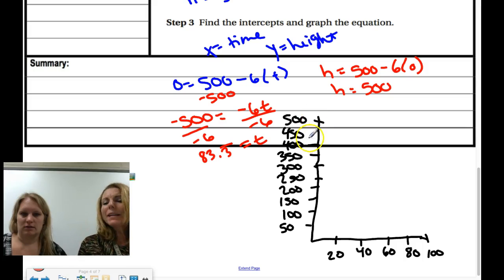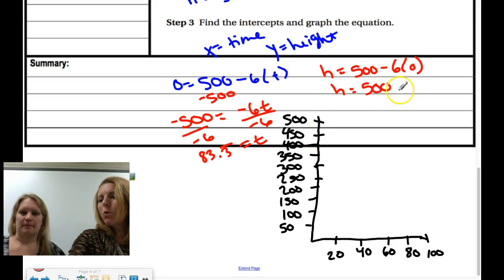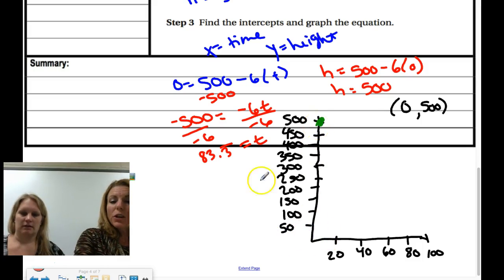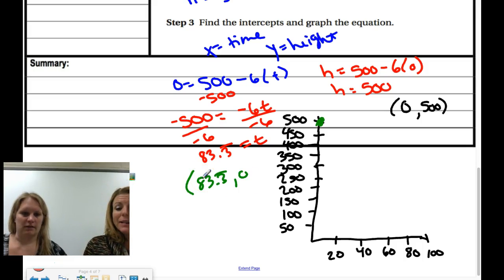When you find an intercept, let's create a point here. Remember, your x is 0, because we plugged in 0 for x, and y is 500. So let's plot that point. We go over 0 and up 500. And over here, the point is going to be 83.3 repeating and 0.